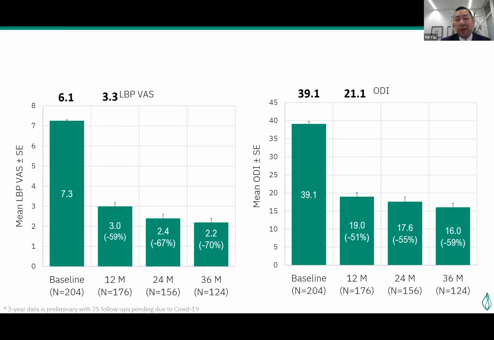The point to make is that our cohort are slightly older. They're about 10, 15 years older than the average age of mid-40s or early 40s in the study.